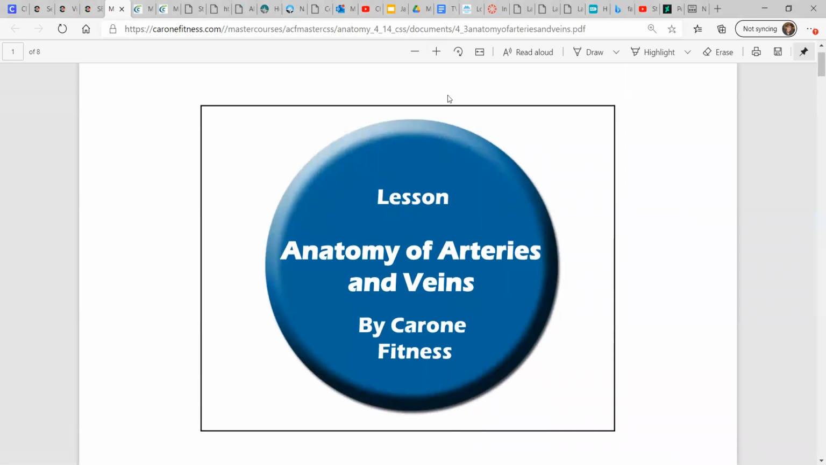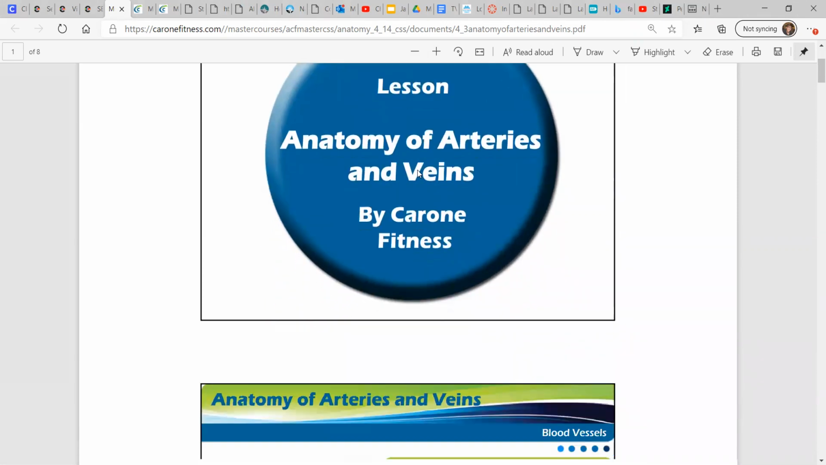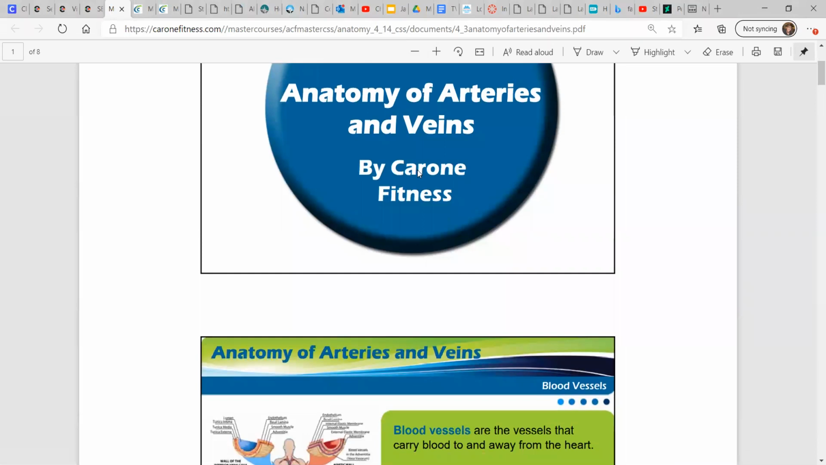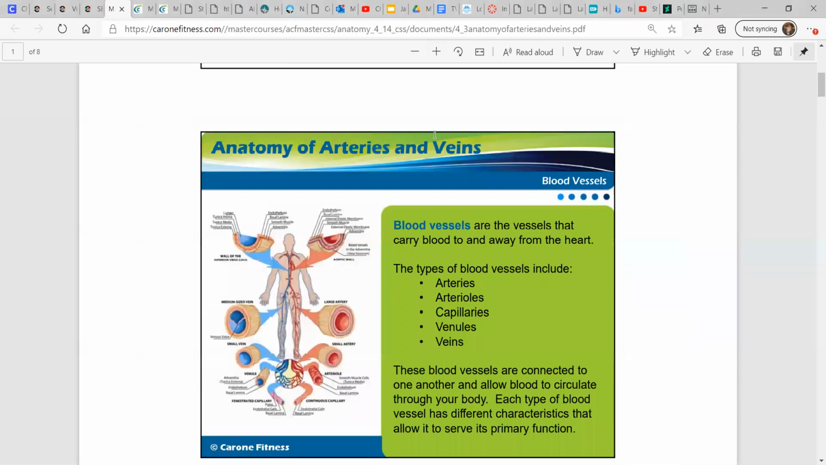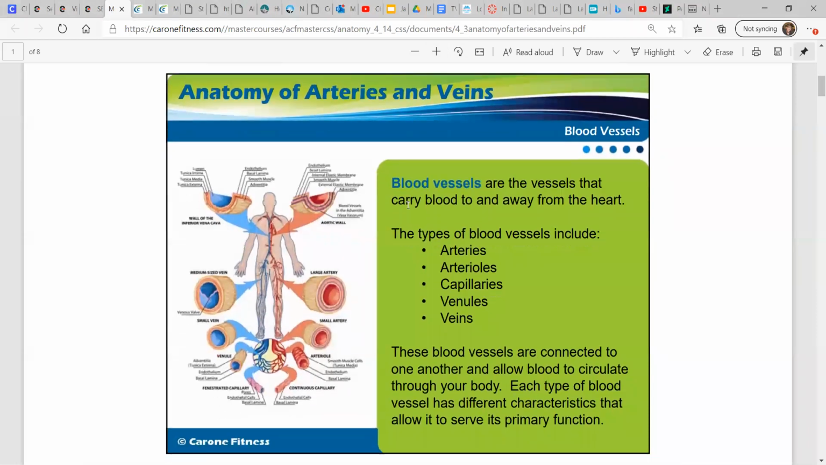And now we're going to look at the anatomy of arteries and veins. We talked about the heart last time. Now we're going to look at the arteries and veins. Let's zoom in a little bit more.